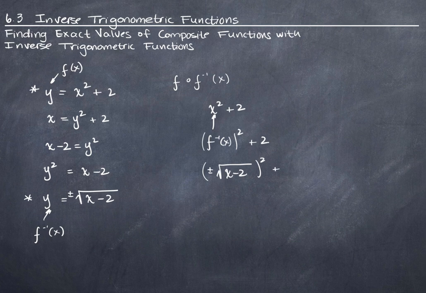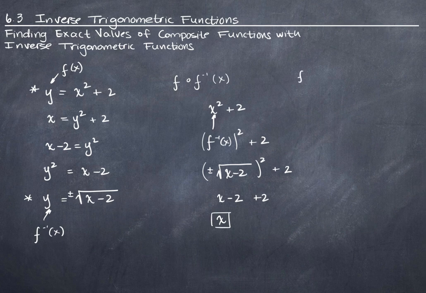When you square a square root, first of all, when you square anything, it's positive, so I don't need to worry about this negative sign anymore. And when you square a square root, the square and the square root cancel each other out, so I've got just x minus 2. Where did my 2 go? Over here. And then I have plus 2, so I'm left with x. And that's always going to happen when you compose a function with its inverse.